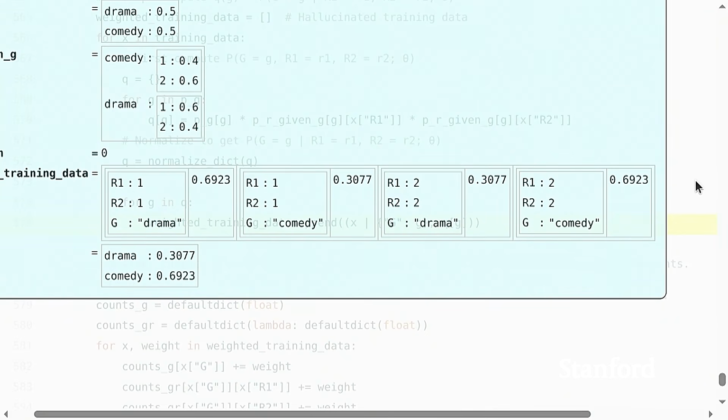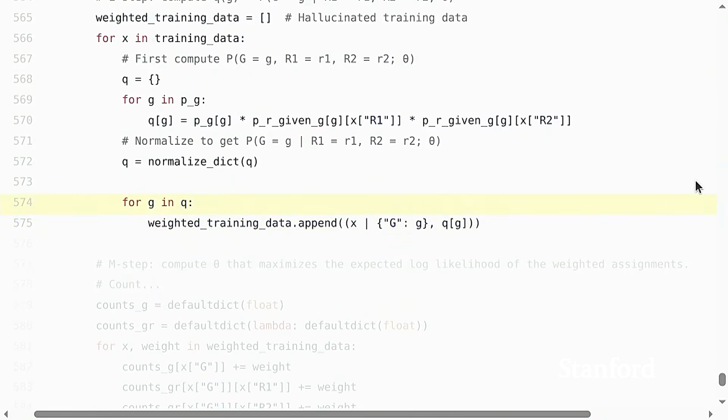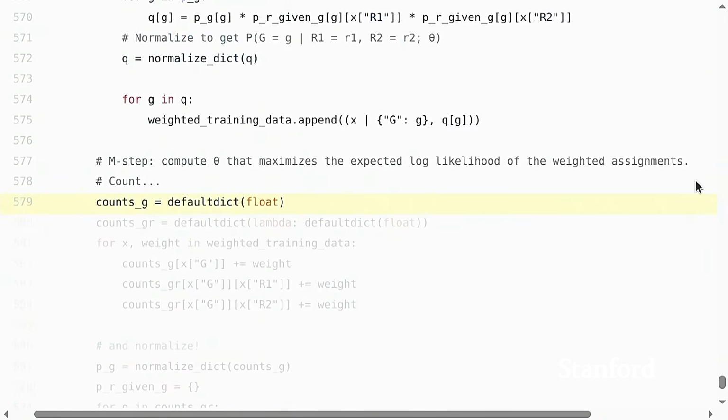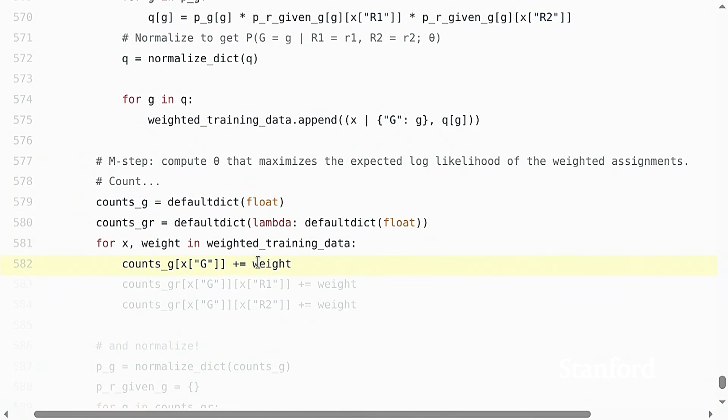Okay, so now I have this weighted data set. Now I do the M step. And the M step should be familiar now. The only thing we do is, instead of adding 1, we add the weight. So before every data point counted once. Now every data point counts the number of times according to its weight.